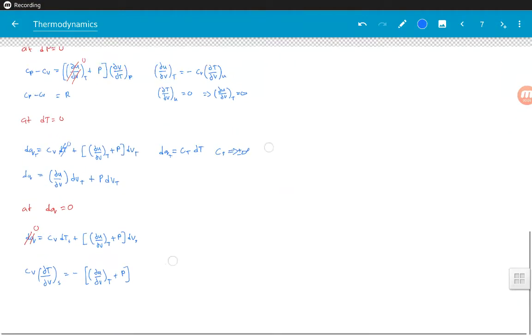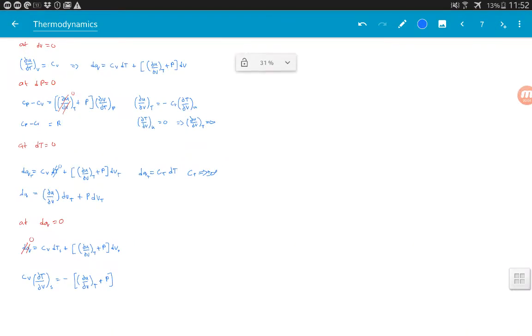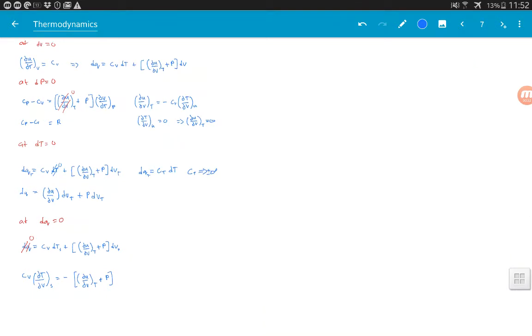Okay, so what we have done, we already looked into the energy equation to look at the four kinds of process: dV equal to 0, dP equal to 0, dT equal to 0, and dQ equal to 0. So we have reached a few conclusions, such as this equation and this equation. The next one we're going to do is a different one.